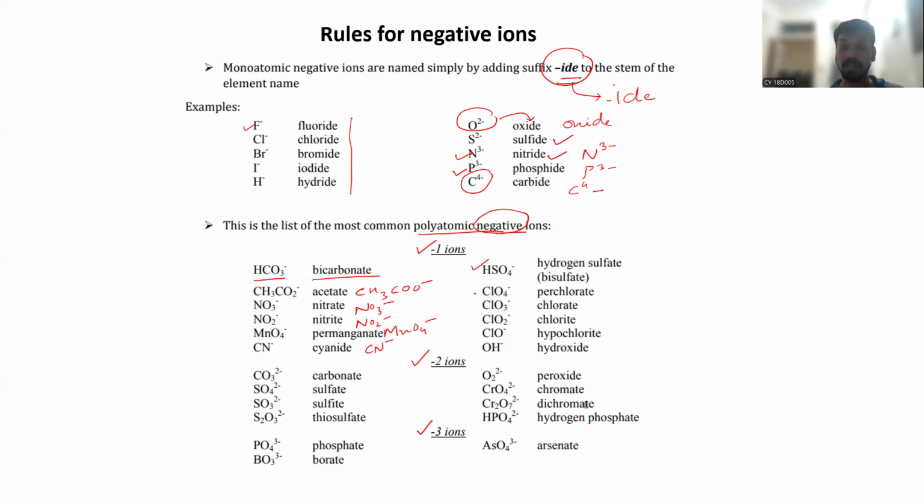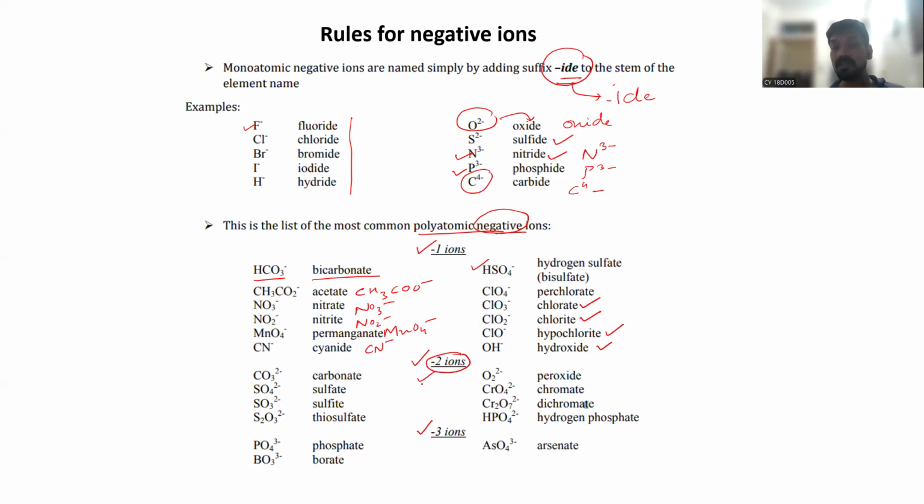Now this thing you are going to tell me, HSO4 negative, what is it? Exactly, hydrogen sulfate. Okay, ClO4 negative, perchlorate. Good, good. Now tell me what we are going to write for chlorate. Yeah, chlorate. Okay, hypochlorite, ClO negative. Hydroxide will be OH negative. So these are the -1 ions.